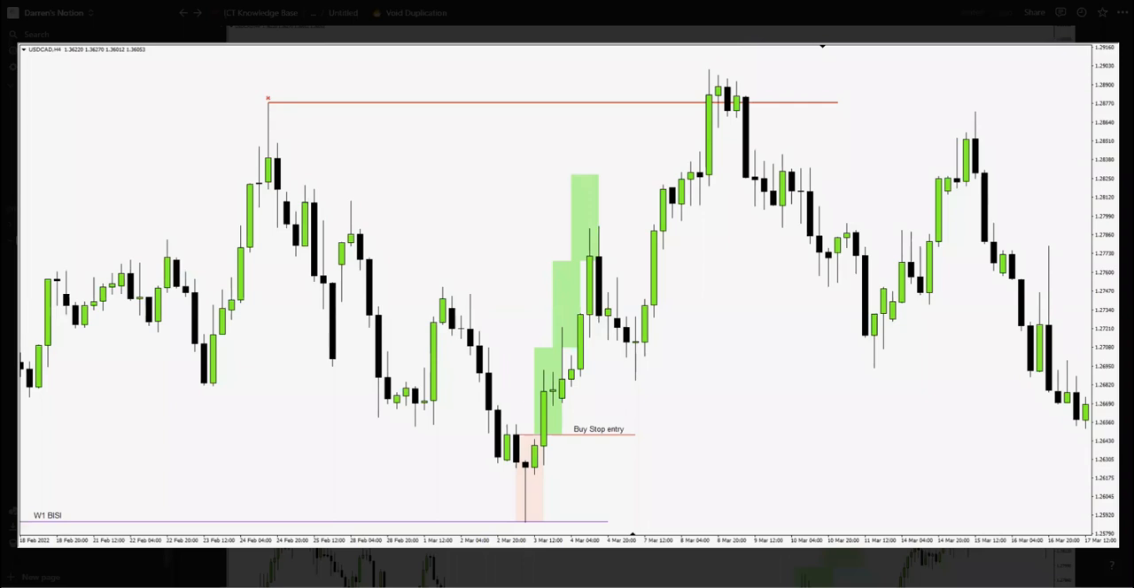We want to see void duplication. And you place your buy stop on order block, which is on this 4 hour right there. And then boom, you're taken in. So literally 4, 8, 12 hours, probably more with this down candle here, before you are even in the trade.